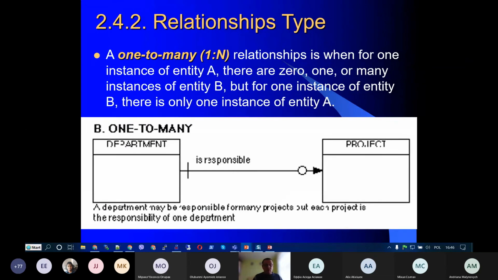One-to-many relationships, when one instance of entity A relates to 0, 1, or many instances of entity B, but one instance of entity B relates to only one instance of entity A. Actually, it's the keystone of relational databases. The major type of relationship being used practically.